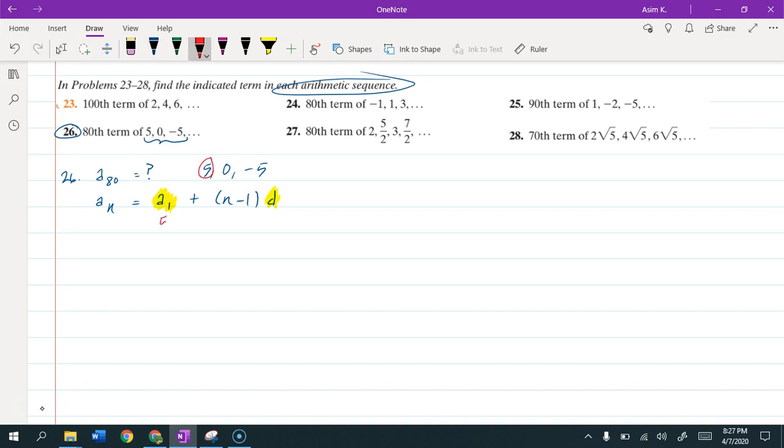The first term is a 5, right? So that wasn't so bad. All right, so let's keep moving. Then we've got plus n minus 1. And now what we've got to do is somehow figure out the common difference, okay?